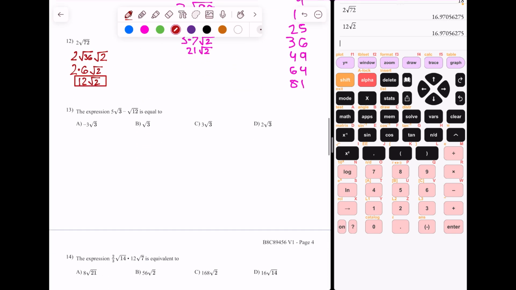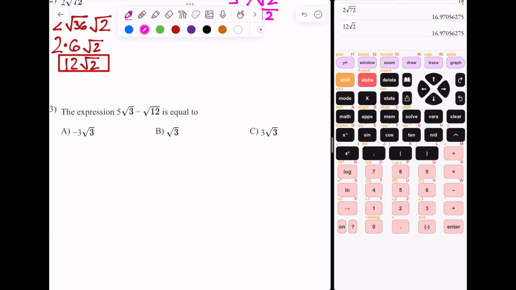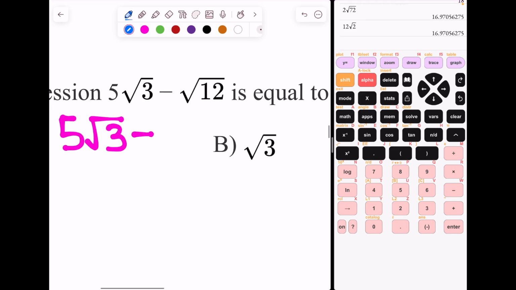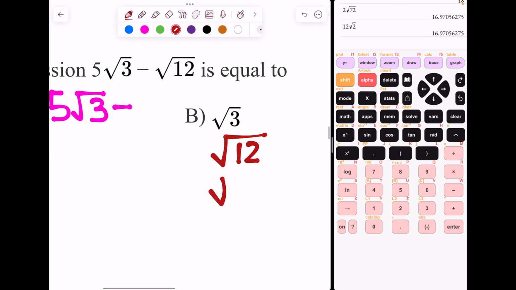All right, number 3 again. Remember, we can just do the trick. We can just type it in and see what's equivalent. But let's say we want to do it by hand. Anytime you are being asked to add or subtract radicals, you have to get the numbers under the radical to be the same. I know I can't simplify 5 square root of 3, so I'm going to leave that alone. But I'm going to, off to the side, see how could I simplify square root of 12? I know that's an irrational number, so I'm going to look for a perfect square that could divide into 12, which is 4. 12 divided by 4 is 3. And then the square root of 4 is 2.